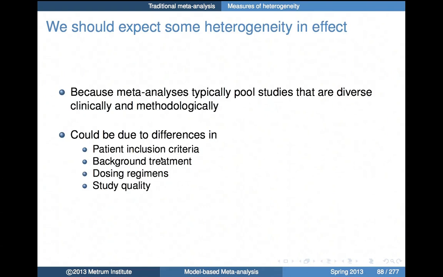And in fact, we should really expect there to be heterogeneity of the treatment effect because we're more often than not pooling studies that are really diverse, both in their trial design, meaning the patients that are included, maybe the duration of treatment, perhaps the background treatments that are being administered, maybe dosing regimens if we're not doing a model-based analysis, as well as when endpoints are measured and other things like that. So there are a lot of these kinds of elements that can contribute to the fact that each study might be having a different expected treatment effect than other studies.